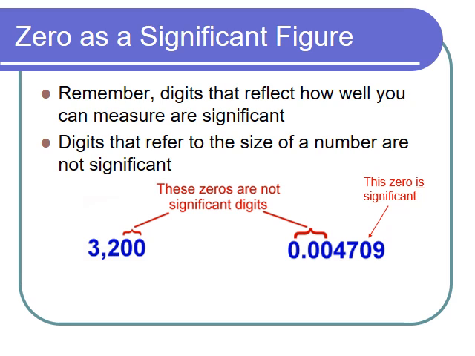That 0 between the 7 and the 9, however, is significant. In this example, our 3200 has 2 significant figures. Our 0.004709 has 4 significant figures. Practice will make this better.